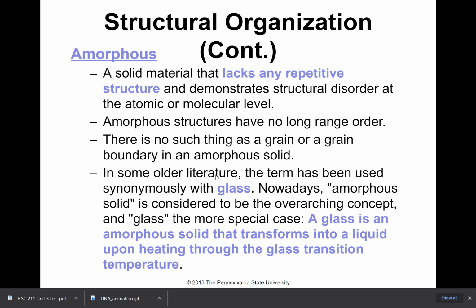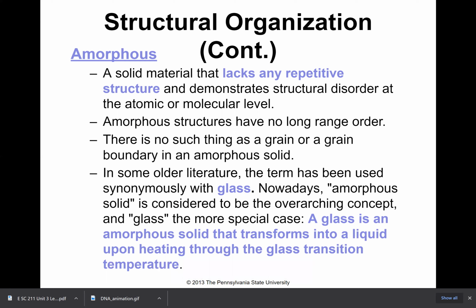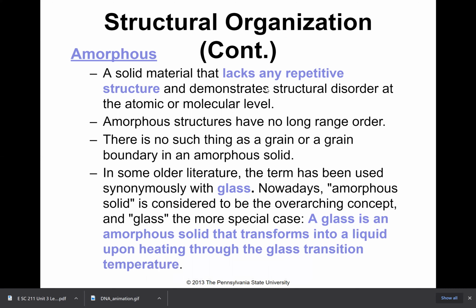In some older literature, the term has been used synonymously with glass, but nowadays, amorphous solid is considered to be an overarching concept, and glass is more of a special case. A glass is an amorphous solid that transforms into a liquid upon heating through the glass transition temperature, which we haven't really talked about at all, so you don't have to worry about that. But basically, amorphous means there's no repetitive structure.